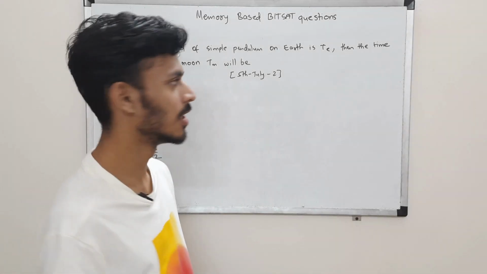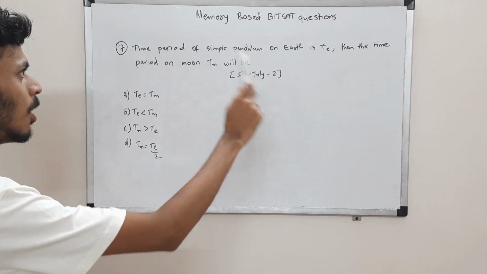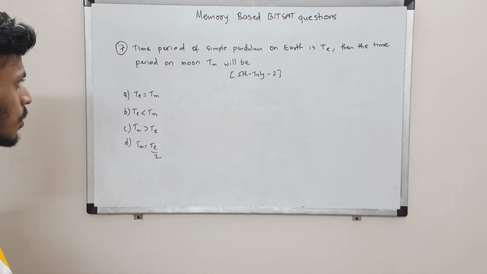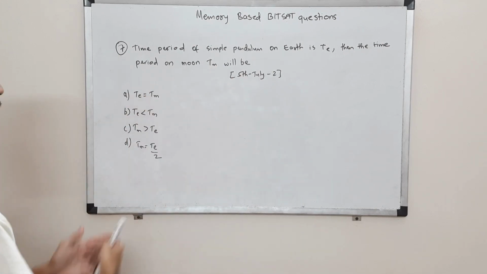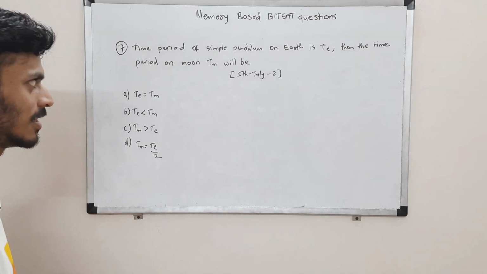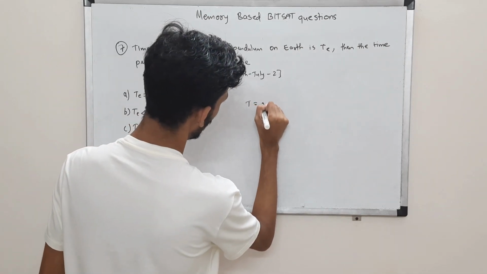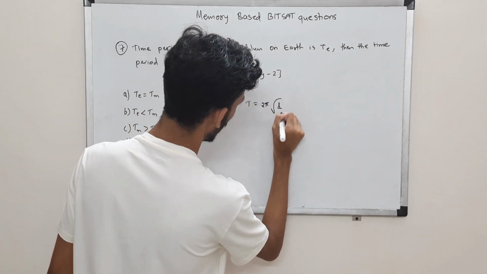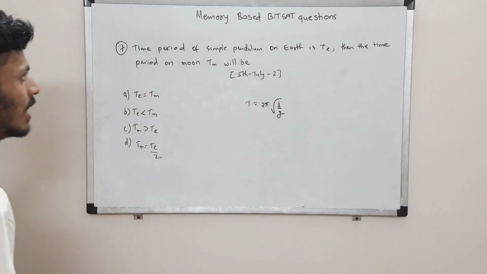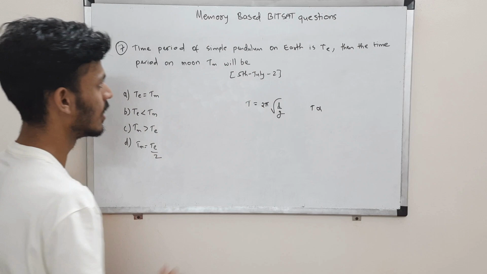Question number 7 over here. In this question, you are supposed to compare the time period of a simple pendulum on Earth to that on Moon, and tell the correct relation among the following. I'm not making this up, this is a BITSAT question and such a simple one. Time period for a simple pendulum is 2 pi under root L by g. The factor under consideration is acceleration due to gravity; the rest everything is the same.